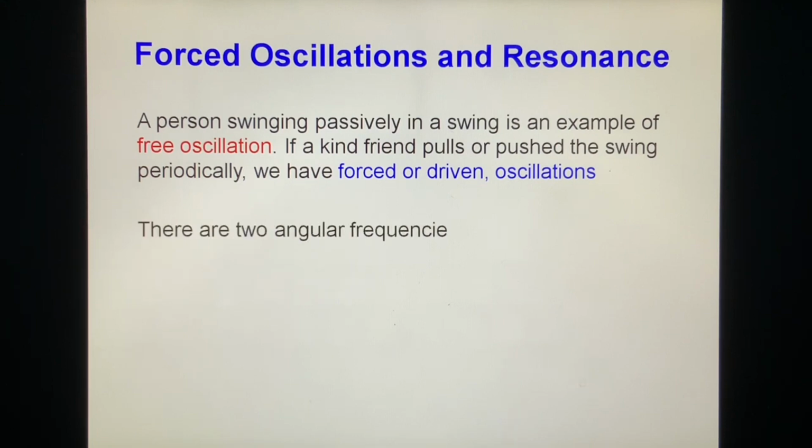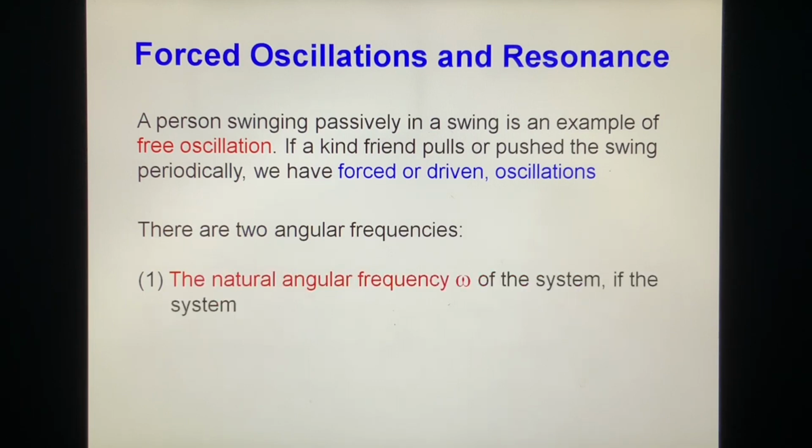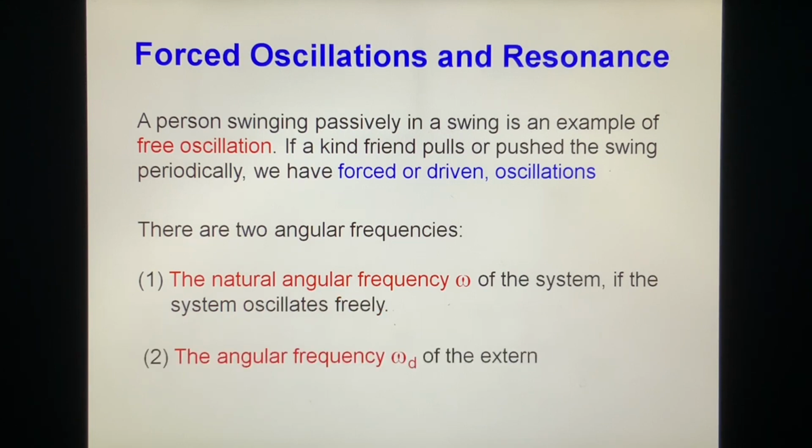There are two angular frequencies. One, the natural angular frequency omega of the system, if the system oscillates freely. Two, the angular frequency omega d of the external driving force.